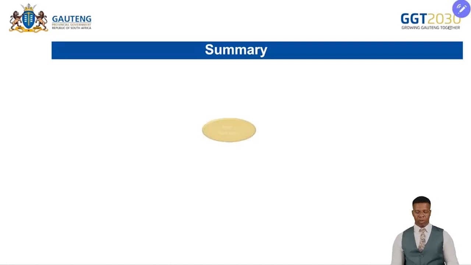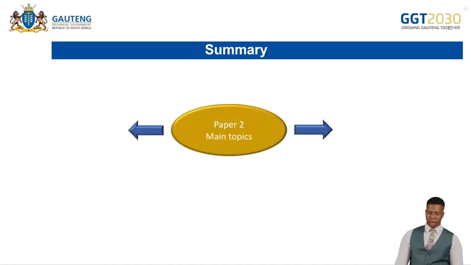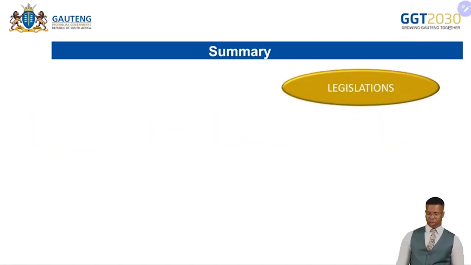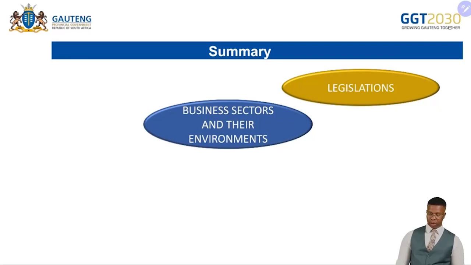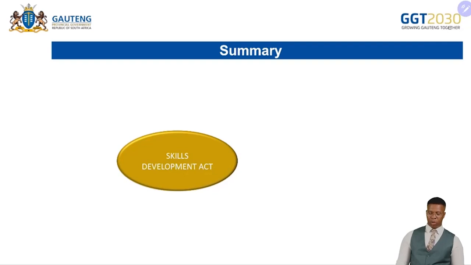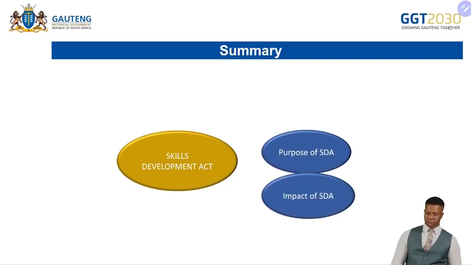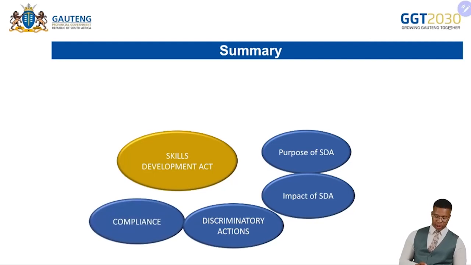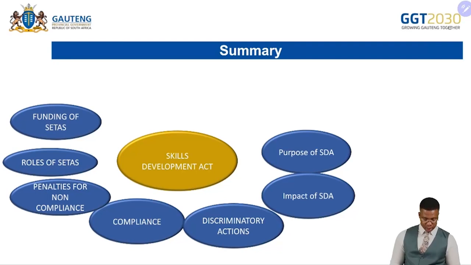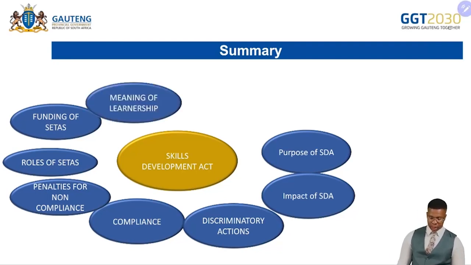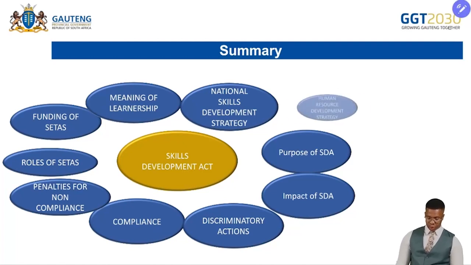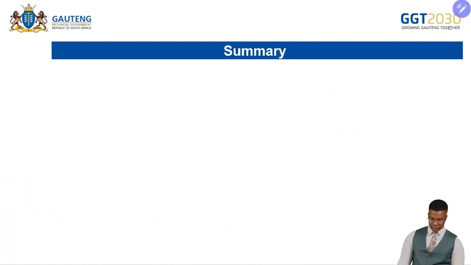Then we are done. Let us look into the summary of our lesson with main topics for paper 1, business environment and business operations. Then we looked into the legislation, we looked into the main topic of the business environment, which is the business sectors and business strategy, and then the focus was on skills development, purpose of skills development, the impact together with discriminatory action, ways to comply, penalties for non-compliance, roles of SETAs together with their funding, and the meaning of learnerships together with the National Skills Development Strategy and the Human Resource Development Strategy.